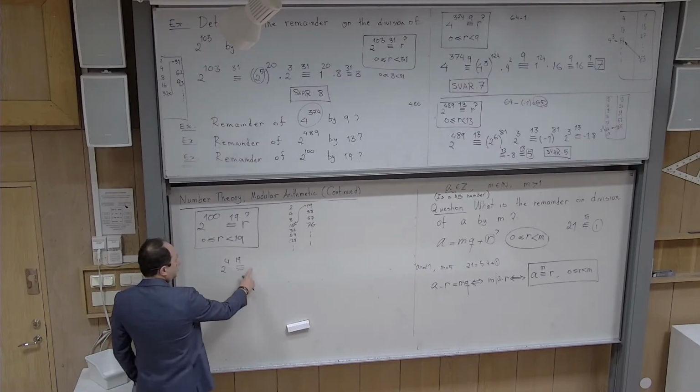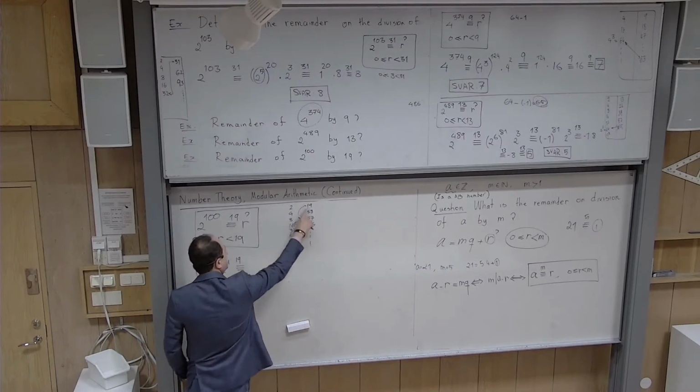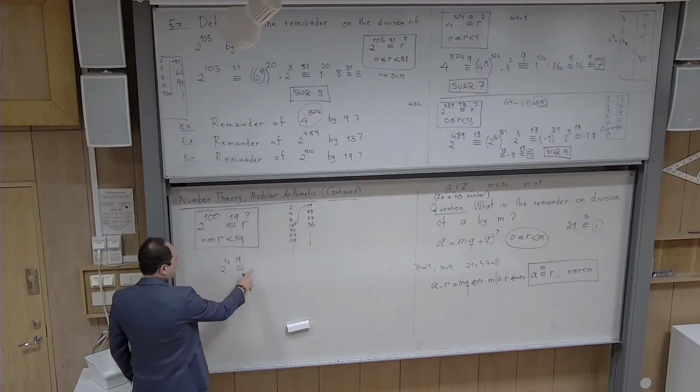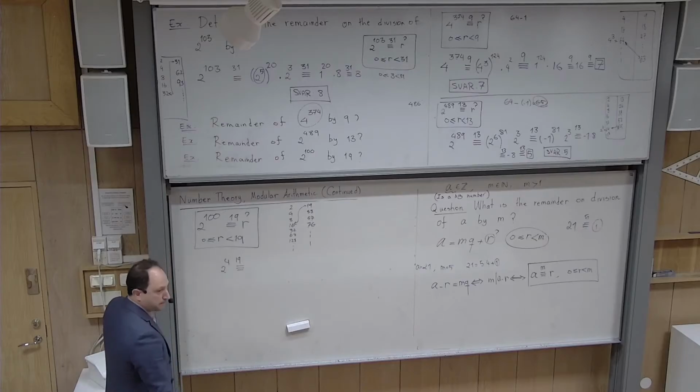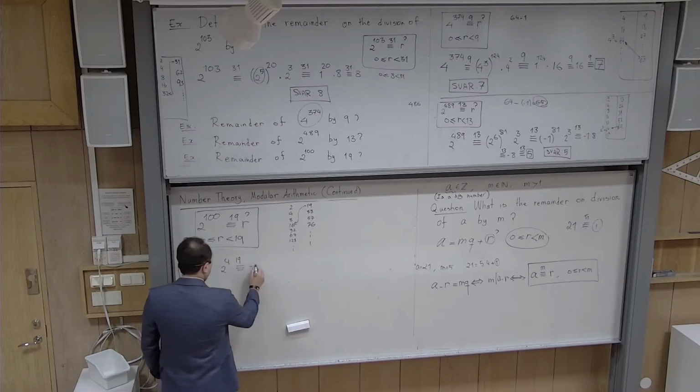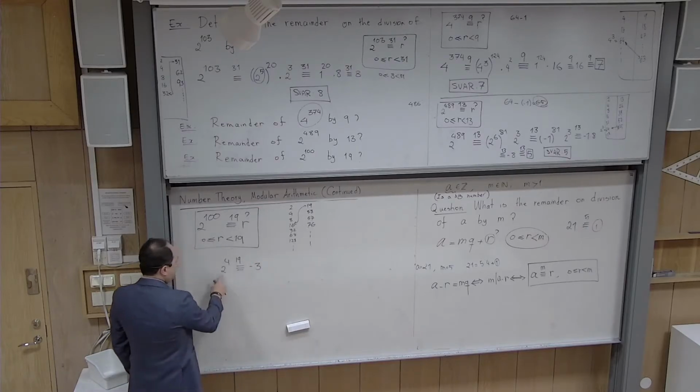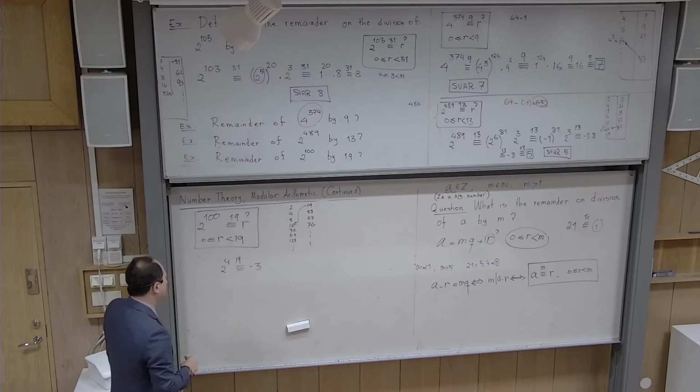What should I write here? 19 and 16, the difference is 3 units. So should I write positive 3 or negative 3 here? Negative, yes? So negative 3, because 16 minus 3 becomes positive 19, and 19 is divisible by 19. But now you understand what the situation is.